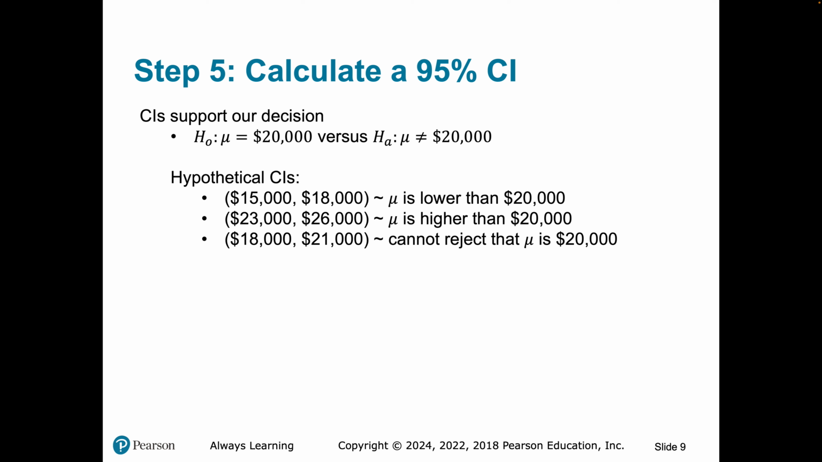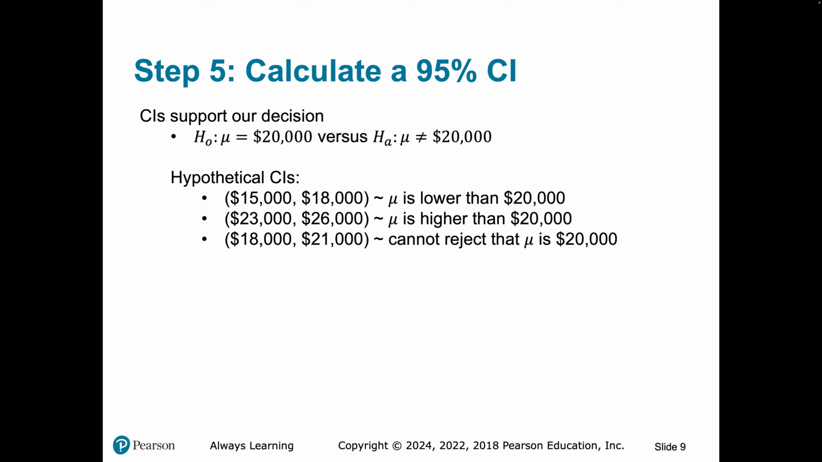The final thing that we do is we calculate, and this is a really, really important slide right here, so let's pump the brakes a little bit and talk this through. Confidence intervals are really important to report, because even if we test alternative hypothesis not equal to, the confidence interval tells us whether mu is higher or lower than the hypothesized value. The hypothesized value here is $20,000.